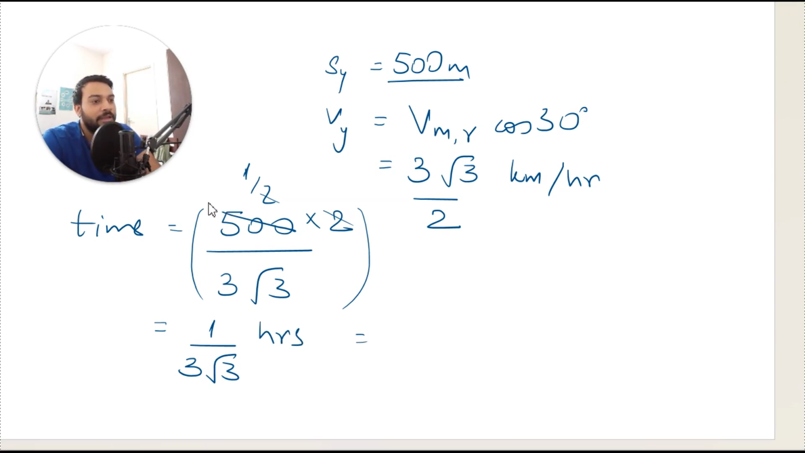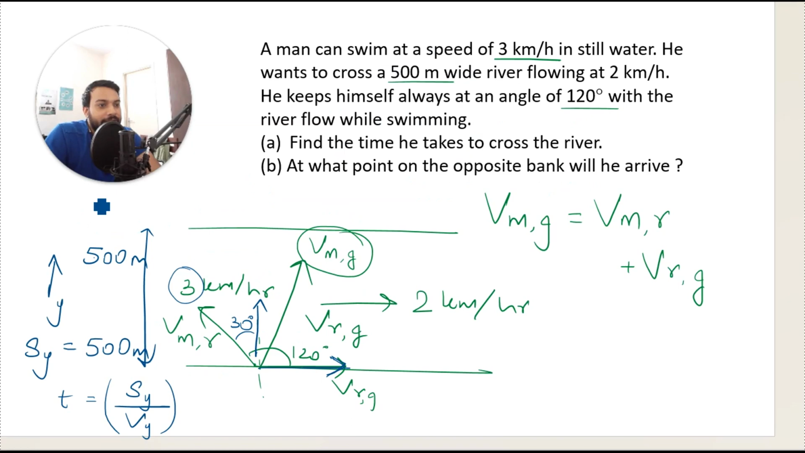Okay, if it were to be in minutes, you can just multiply with the 60, in seconds further with the 60. Okay, so the first part is solved without bothering to find the angle of the resultant velocity or the magnitude of the resultant velocity. The second part is, at what point on the opposite bank will he arrive? So basically now in the second part, they're asking us the Sx, the displacement in the x direction, horizontal displacement.